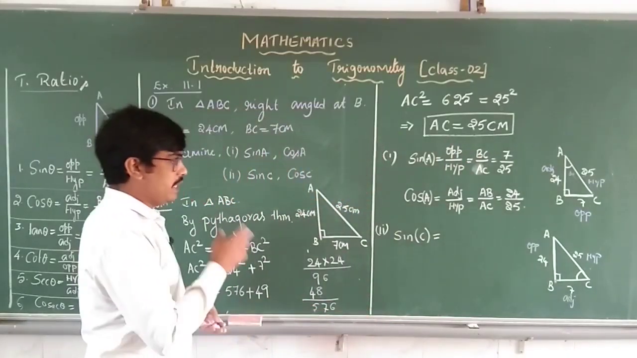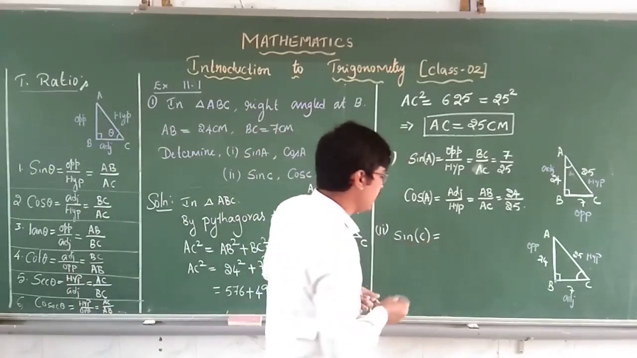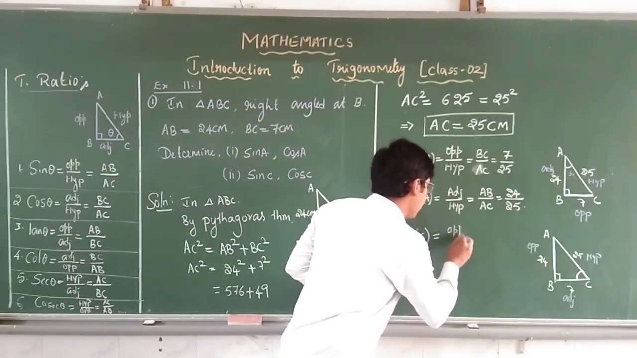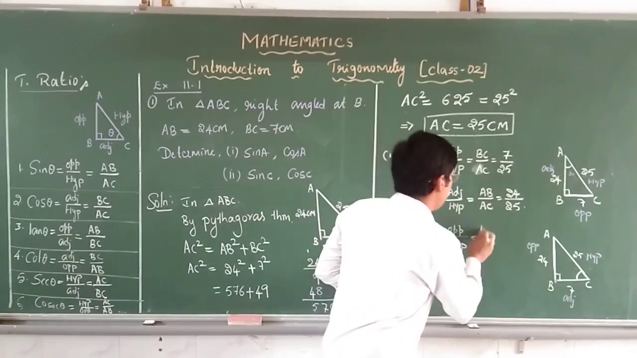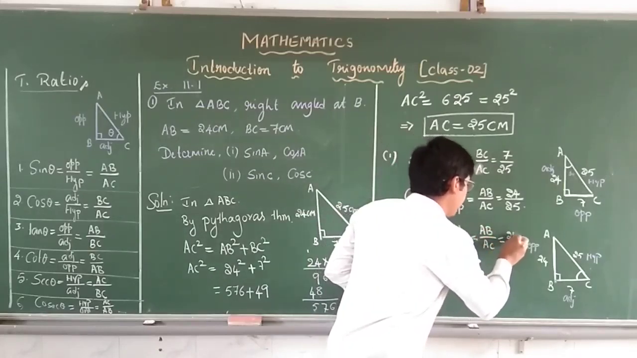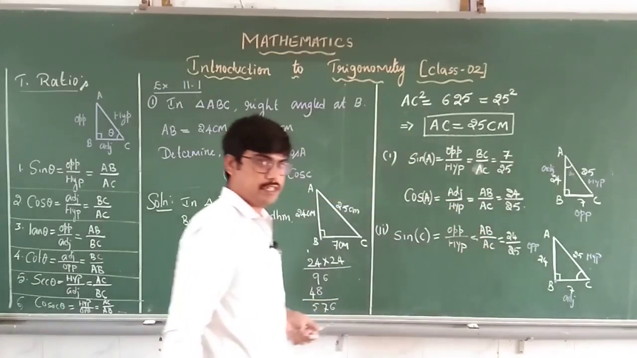So now let me define sin C here. What is sin C? Sin C is opposite by hypotenuse, by using the definition. So opposite is AB here, hypotenuse AC. This is nothing but 24/25. Note that the value changed because theta is changed.